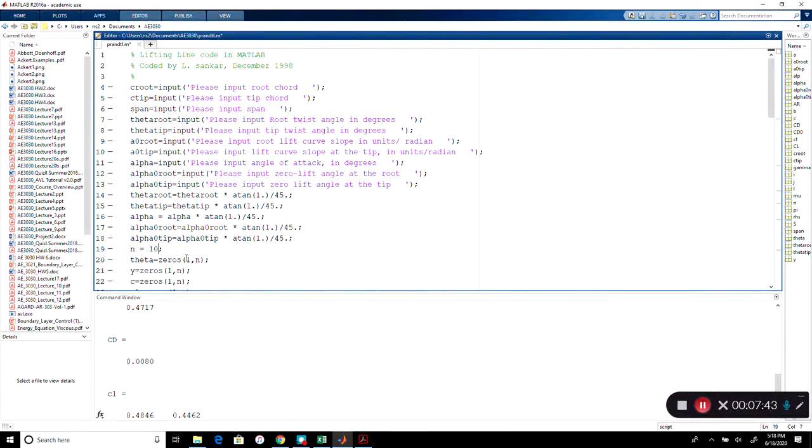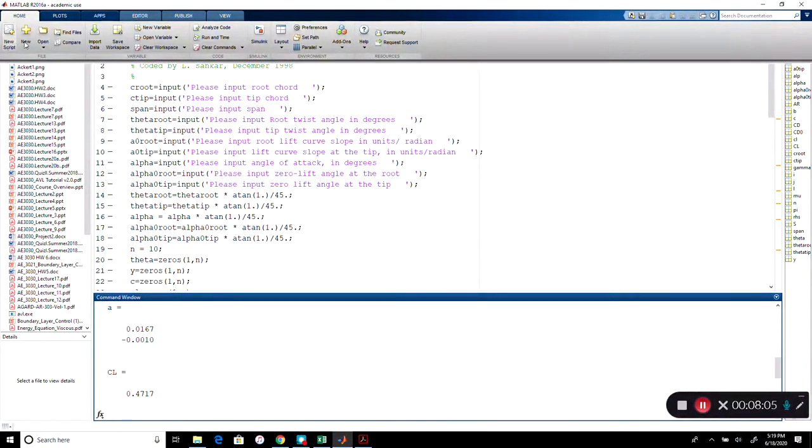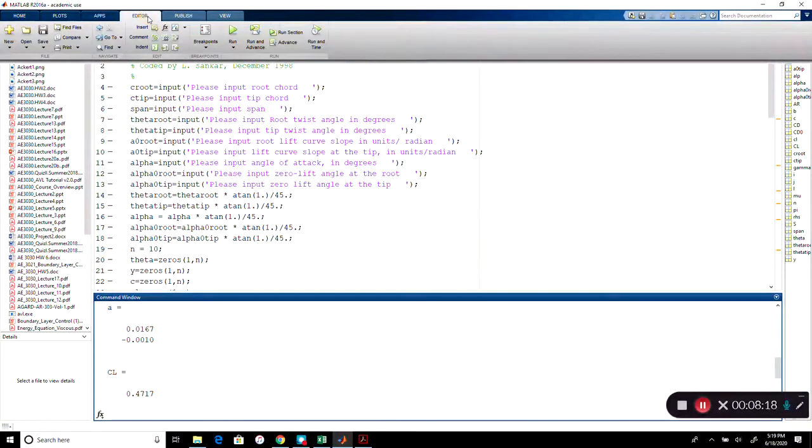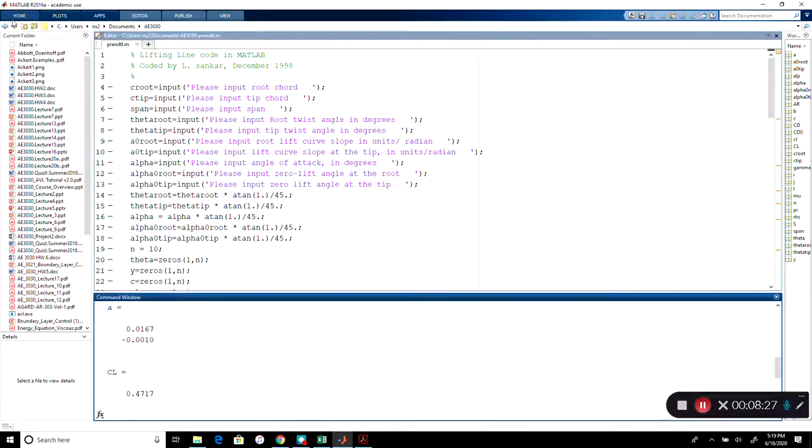So I'm going to run this program. Save it. How do I save it? N equal to 10. I can't find the save button. Okay, here it is. So I'm going to save it. So I saved it. So N equal to 10. So now I'm going to run the program.